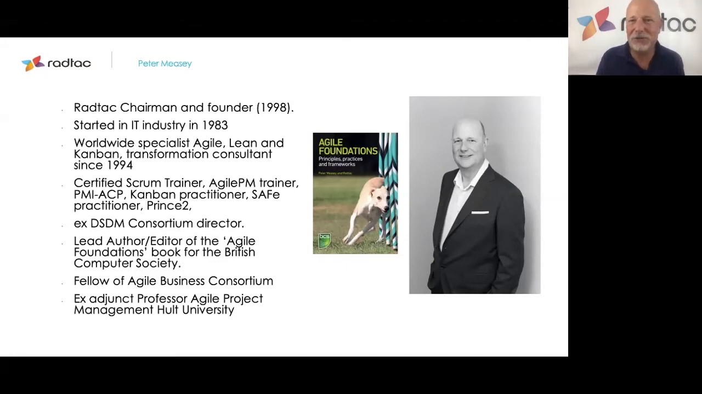Started in information technology in '83. So my main background is IT, but obviously having started up what is now a multi-million-pound international business, I've also got a bit of business experience running businesses as a CEO. Worldwide specialist in Agile, Lean, Kanban, all that sort of good stuff. Certified in all sorts of different things. One of the things I am certified in is Scrum. I'm a certified Scrum trainer. So, talking about Scrum Master capability, amazing Scrum Masters, it's the sort of thing I do every day, really, as a certified Scrum trainer.